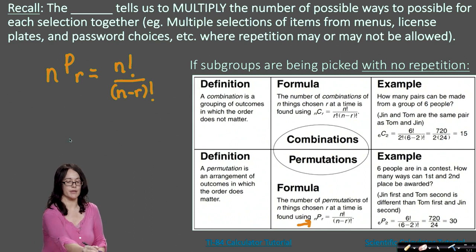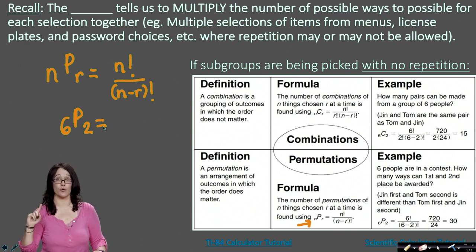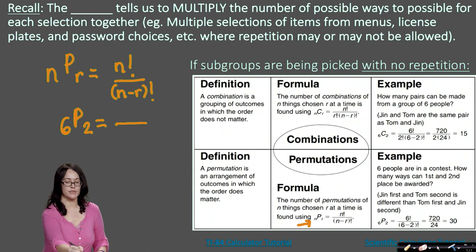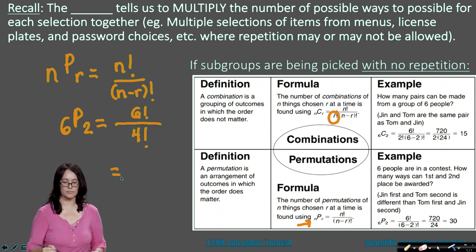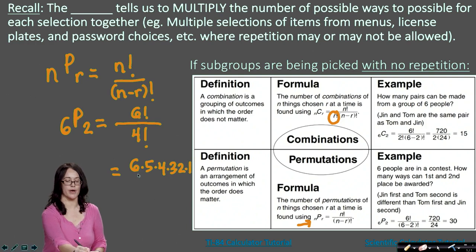So again, if we're choosing from 6 people, we're choosing 2 people to potentially win the contest, first and second place, but the order matters, because the places are different. This would still be 6 factorial on top and 4 factorial on the bottom. The only difference is we don't have r factorial separate. You can see that difference in the formula, in the denominator there. So we're expecting to actually get a bigger outcome since we're not dividing by that extra 2. So this turns out to just be 6 times 5 times 4 times 3 times 2 times 1 all over 4 times 3 times 2 times 1.